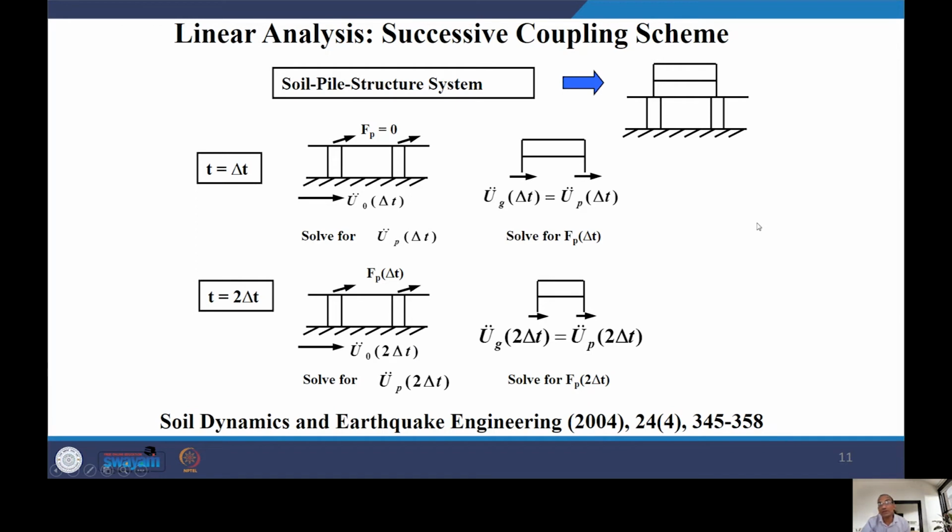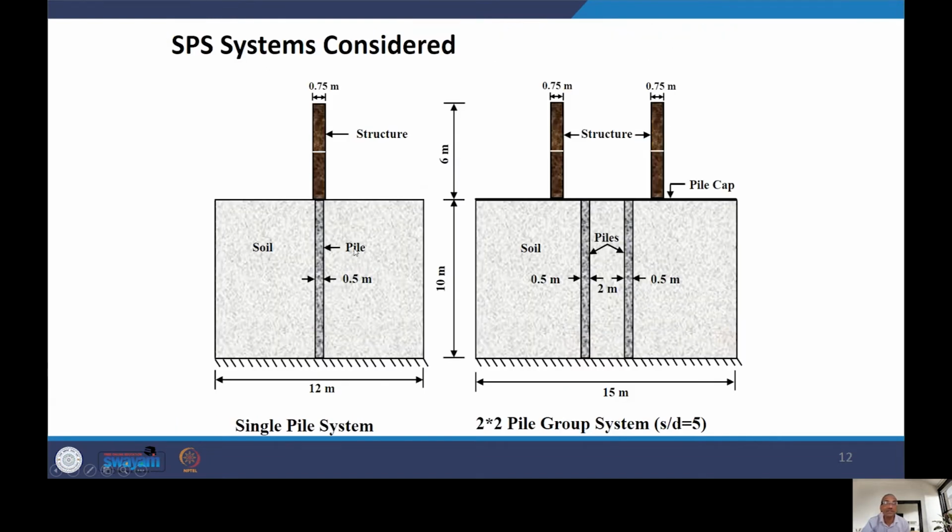Continue with that. So now let's discuss the applicability of this scheme, the successive coupling scheme, which has been devised. And for that, what has been done? This has been applied for single pile as well as pile group. In both cases, you have end bearing piles. And on the top of that, you have assumed a very simplified structure, which consists of a single column, and the dimension of that column is also given. And at the base, the dimension of the pile is given. So 0.5 meter is the diameter of the pile, or because here a square pile has been considered, that is the dimension of that pile.